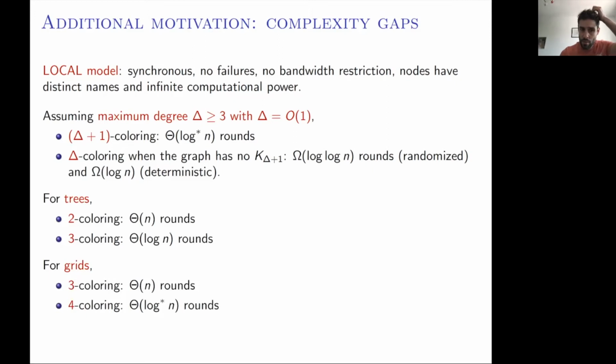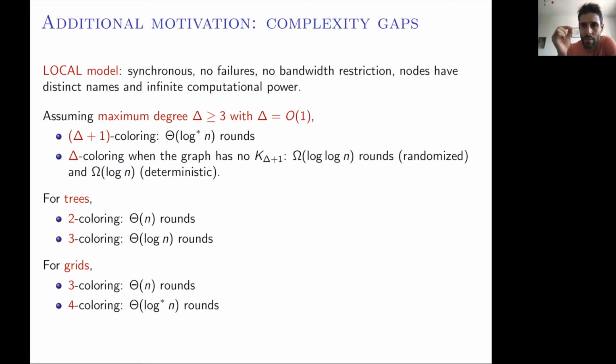In both cases, you go from needing at least order of n rounds for the few colors, to being able to do that in log n or log star n rounds with one more color. Okay, so there's a gap between 2 and 3 for trees and 3 and 4 for grids. So if colors are integers, there's nothing more you can say.